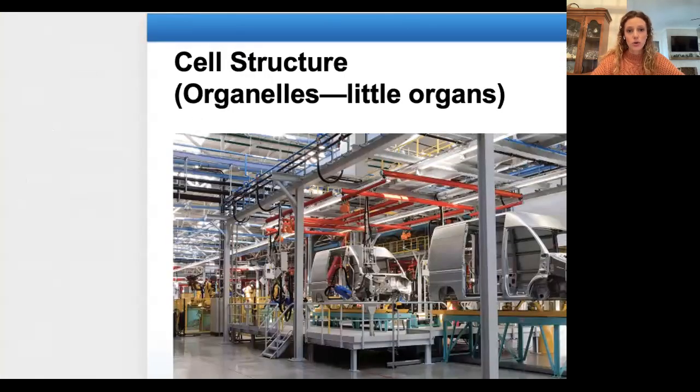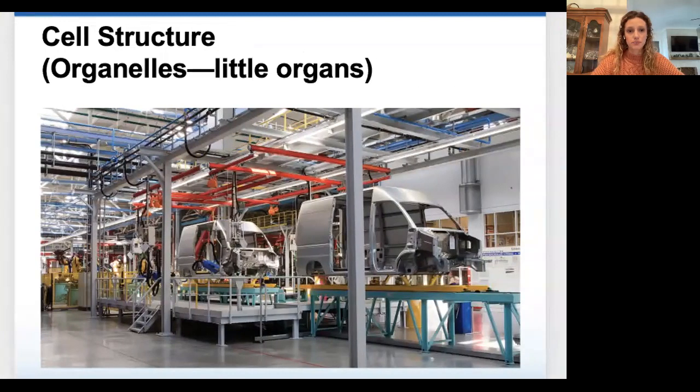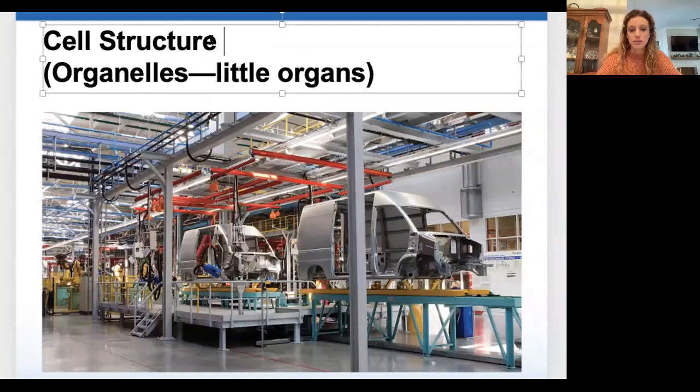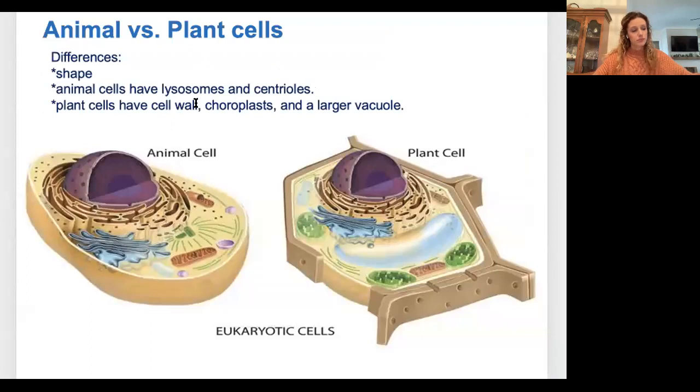All right, so cell structures. Cell structures equal organelles. That's what I want you to title this. So cell structures is organelles. That's what you're going to title your notes for the day, this top part. Now, moving on. Animal versus plant cells. This is the last slide from our notes from yesterday.